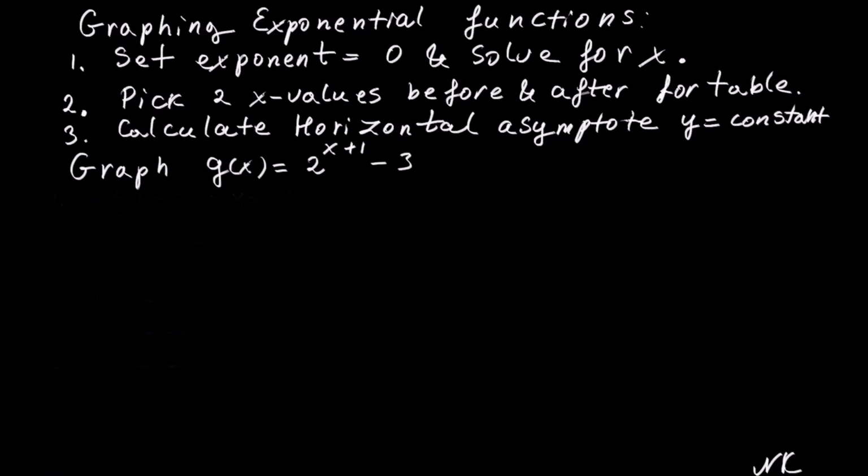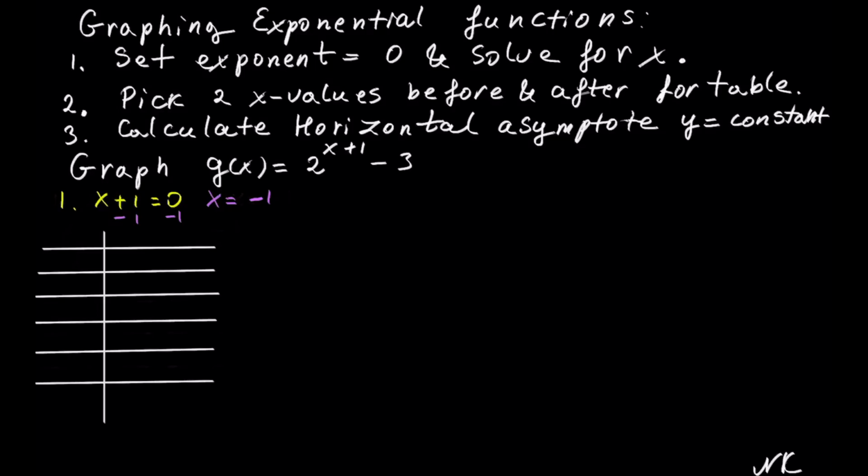So let's graph g of x is equal to 2 to the x plus 1 minus 3. We begin by setting the exponent equal to 0, so x plus 1 is equal to 0. To solve for x, we subtract 1 on both sides. So when x is equal to -1, we have the center of the graph.